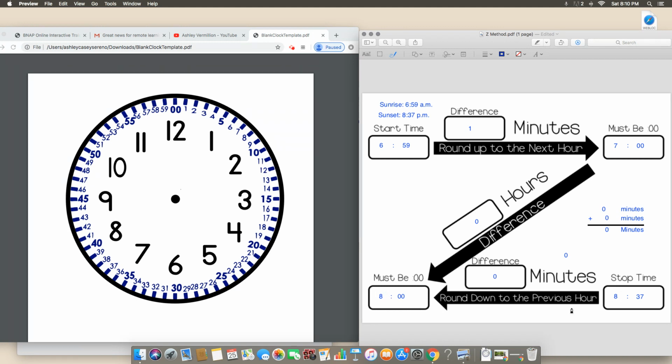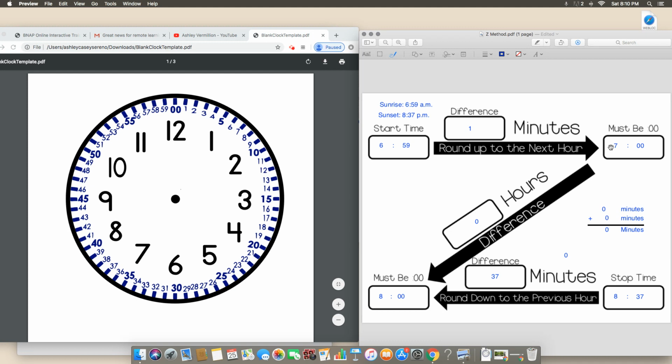I will now find the difference in minutes from 8 o'clock p.m. to 8:37 p.m. Again, pretty easy, 37 minutes. If you are unsure, you can always use an analog clock as an example to figure out how many minutes there are. Now I'm going to find the difference between my hours.